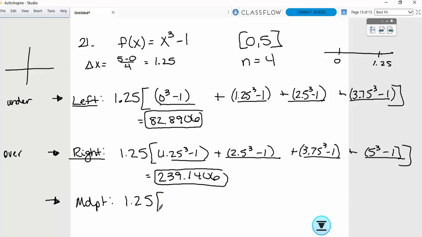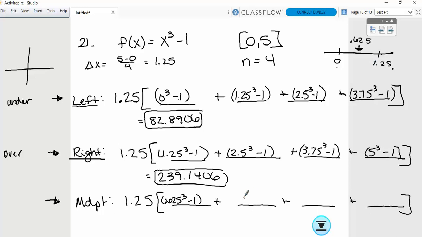Okay, the midpoint. So we start out the same way. The change in x is still 1.25. We have to add up our four things. So to get the first one, think about this starts at 0 and ends at 1.25. So I need the middle. What is halfway in between these? 0.625. Okay, so that's the first thing I plug in.